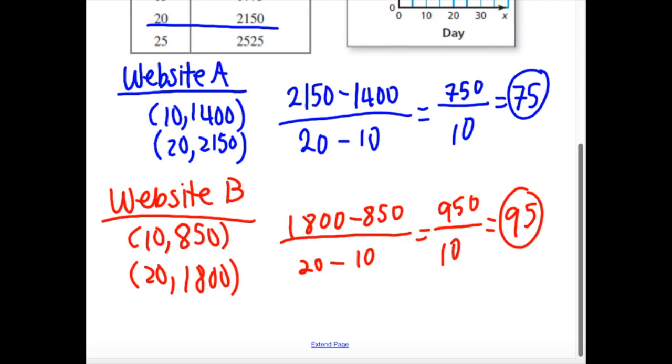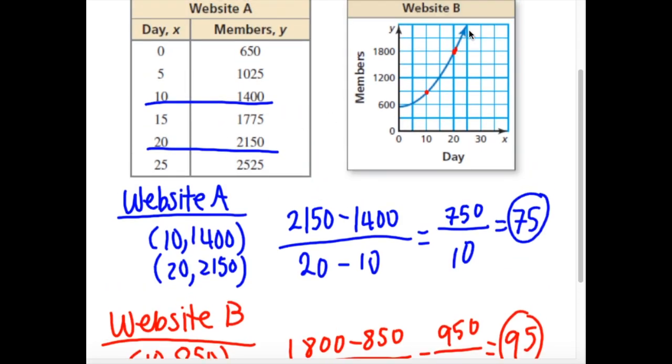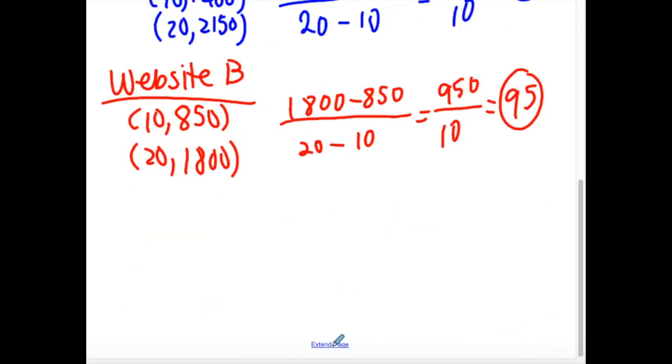To answer part B, which was predict which website will have more members after 50 days, explain. You know that exponential functions will eventually exceed any quadratic or linear function. So it looks like website B will exceed in the end. After 50 days, website B will have more members. It does look like after 25 days, the membership of both websites is about equal. But in the end, website B will exceed website A because it's an exponential function.